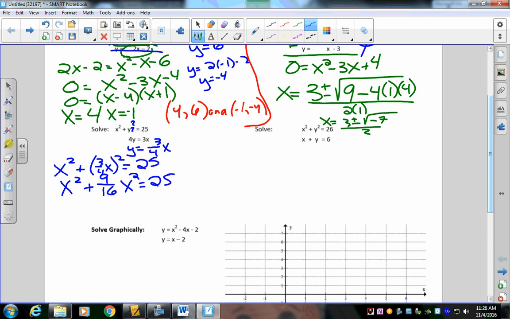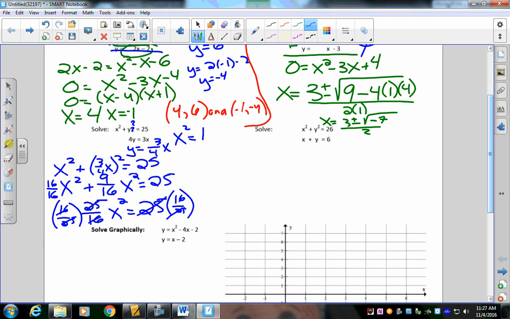So I'm going to combine these. I change this to 16 over 16, just so I have compatible fractions to add. When I add my numerators, I get 25 over 16 x squared equals 25. Now this is going to work out nicely because to isolate the x squared, I've got to divide both sides by 25/16 or multiply by the reciprocal, because that's going to cancel everything out. If I multiply by 16 over 25 here, I just end up with x squared equals 16.